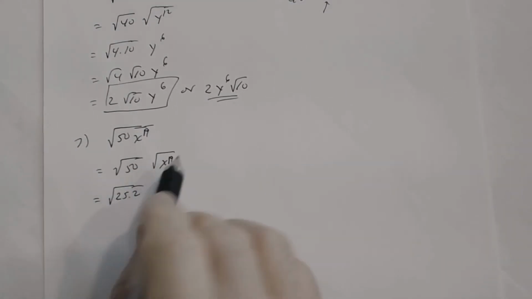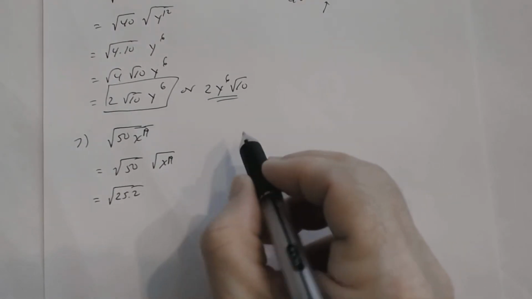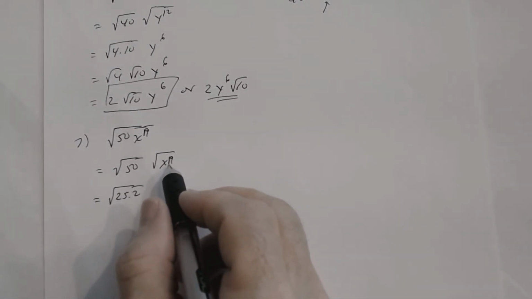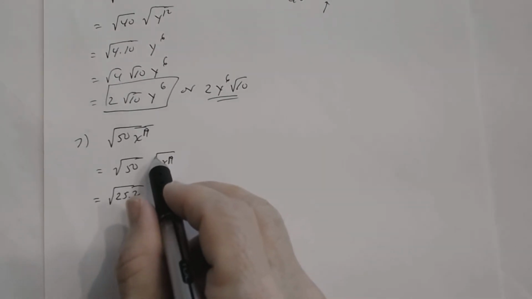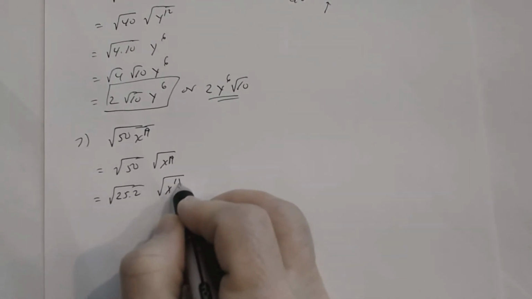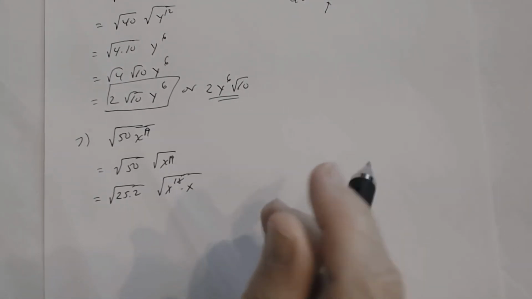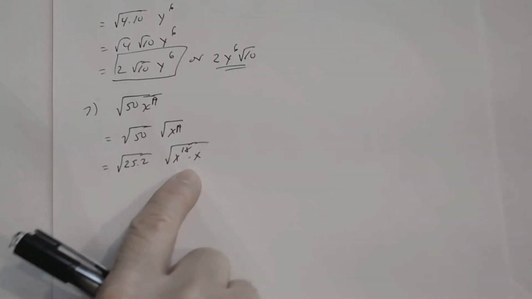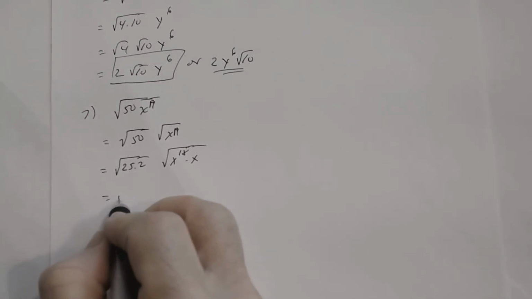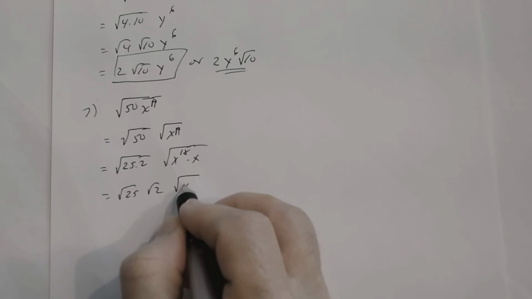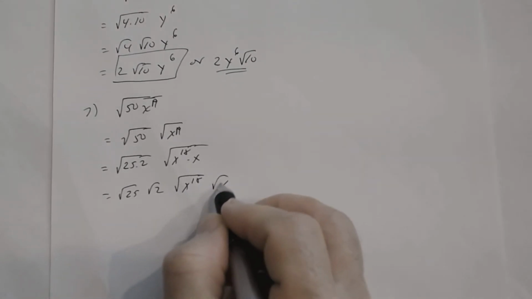Okay, so let's talk about x to the 19th. So let's rewrite this now. So what's the largest number less than 19 that's even? And you want to use it because the index is 2. 18, right? So that becomes the square root of x to the 18th times x. And so now I'm going to use a product rule in here. So watch what happens. So I get the square root of 25 times the square root of 2 times the square root of x to the 18th times the square root of x.